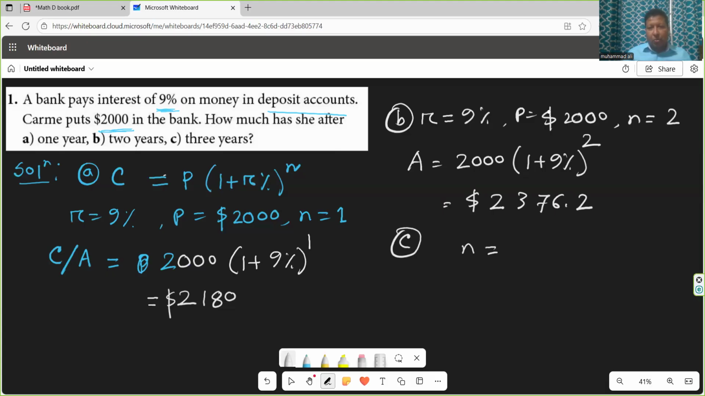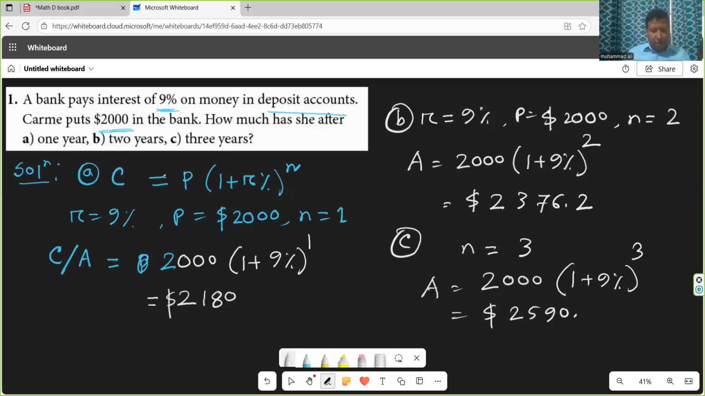Part C: everything is like the previous one. Here N equals only 3 years. So amount equals 2,000 times (1 plus 9%) to the power 3. So it will be $2,590.06. So question number 1 is completed.